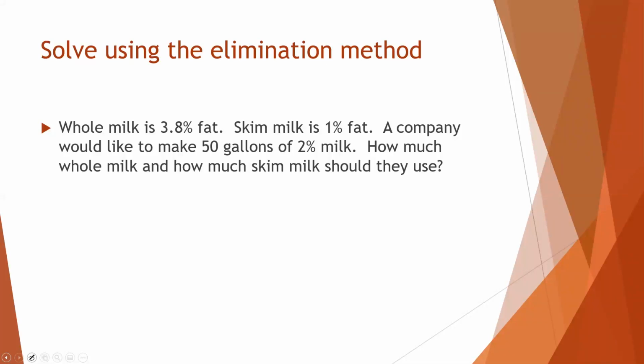In this problem, we're asked to solve using the elimination method. Let's take a moment to read the word problem. We are told that whole milk is 3.8% fat, skim milk is 1% fat, and the company would like to make 50 gallons of 2% milk. We're asked how much whole milk and how much skim milk should they use.